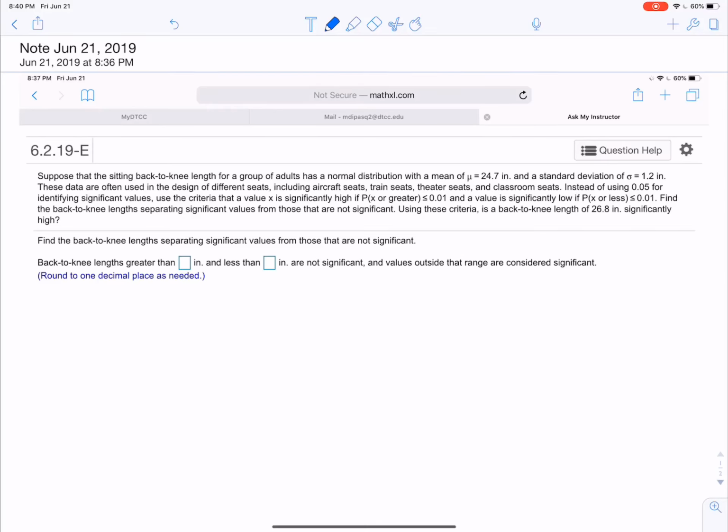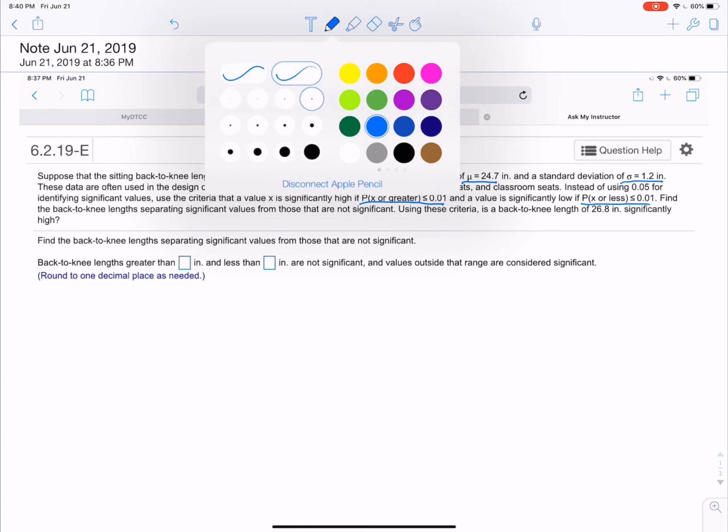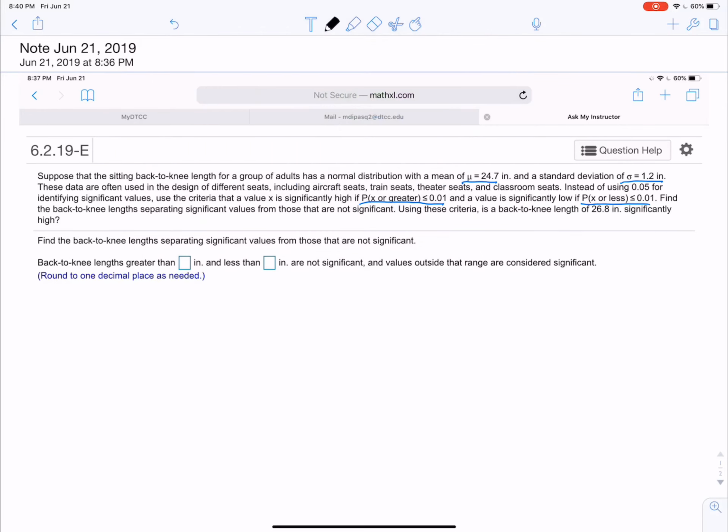So for this problem, they tell us the mean of our normal distribution and the standard deviation for this normal distribution. And then they're asking us about things that are significant and not significant. So in this case, they're telling us to use that probability of 0.01 instead of our typical 0.05 to say something's usual or unusual.